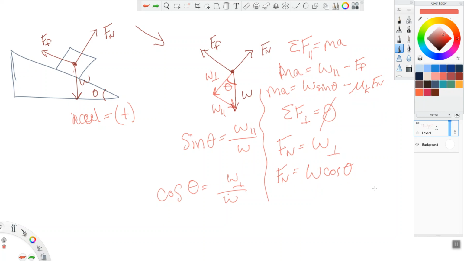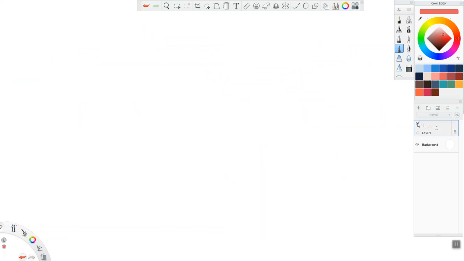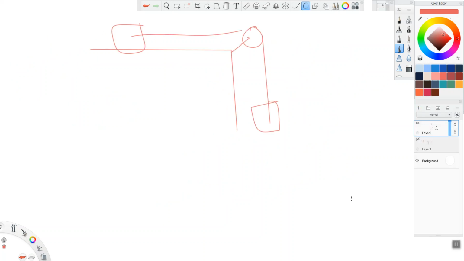All right, next we're going to do the half Atwood machine. A half Atwood machine is an object that is hanging off of a table that is suspended by a massless, frictionless pulley. So give me one second, I'm going to draw that. Alrighty, let's draw the free body diagram of this system right here.